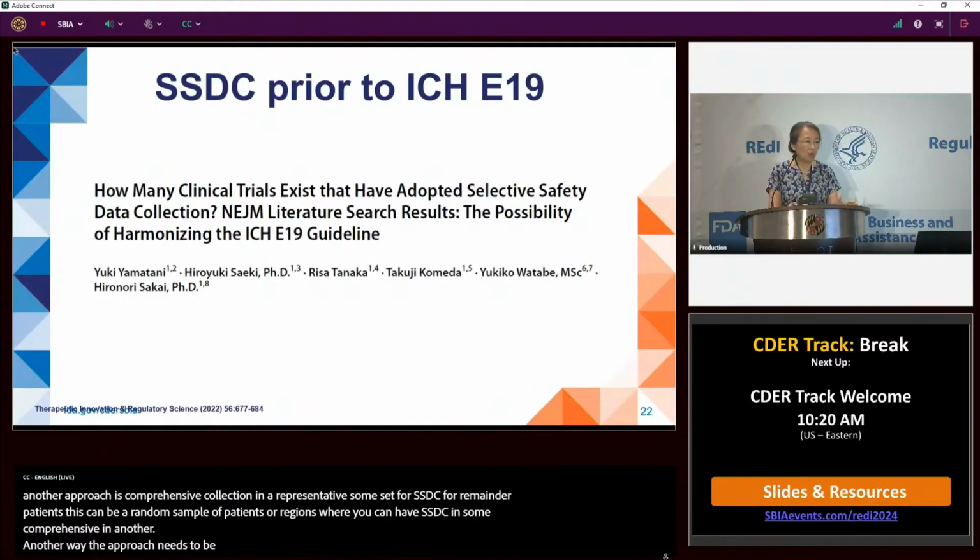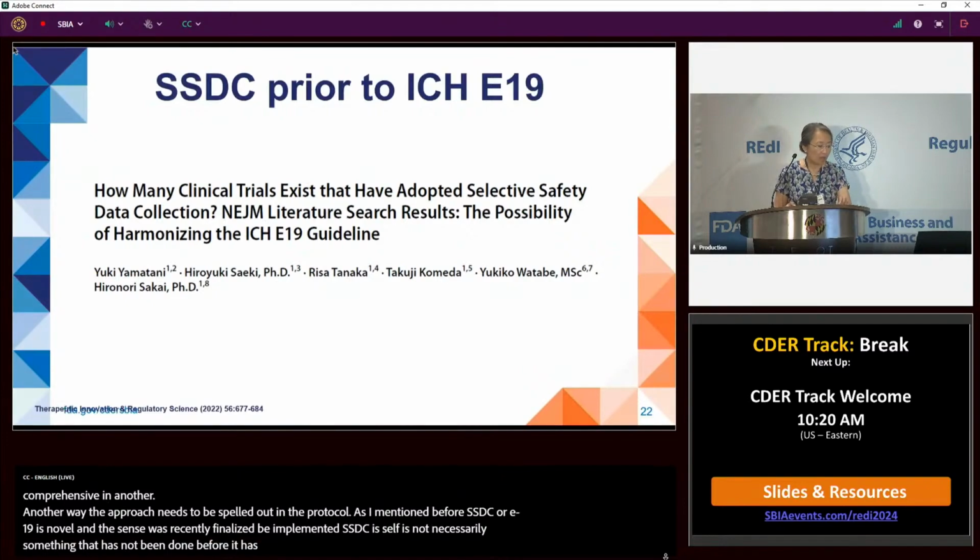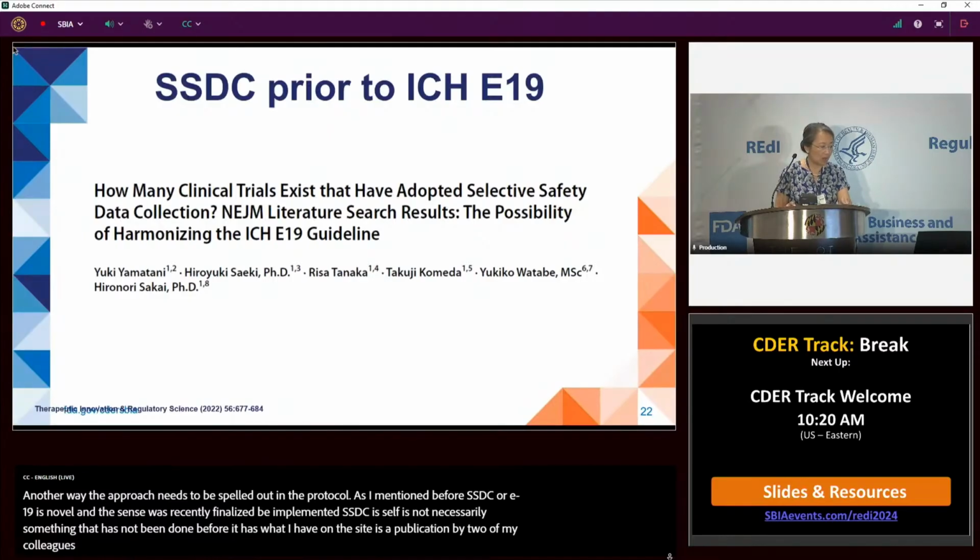So as I mentioned before, E19 is novel in the sense that it was just recently finalized and is being implemented. SSDC itself is not necessarily something that has not been done before. It actually has. What I have here on the slide is a publication by two of my colleagues on the expert work group, Yukiko Watabe and Hironori Sakai, the senior authors in this paper. They are from the Japan Pharmaceutical Manufacturers Association.